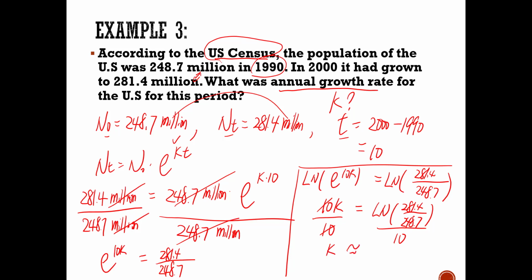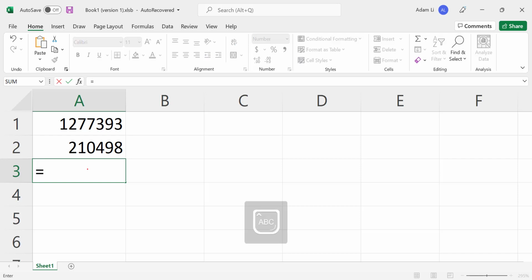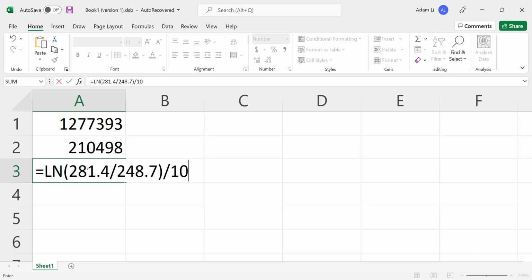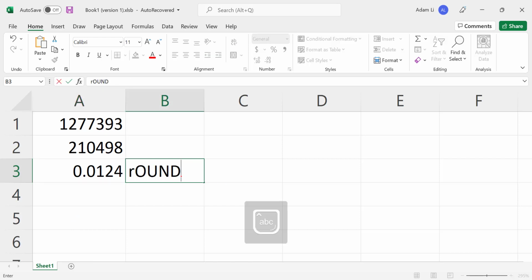So k is by itself, and let's see what the k is. Again, we've got to use the Excel calculator. So here we type the equal sign first, ln, and we put in 281.4 over 248.7 and divide by 10, and that will give us the rate, the constant growth rate. And this turned out to be, usually we round to four decimal places. Okay, so for the rate, round to four decimal places.